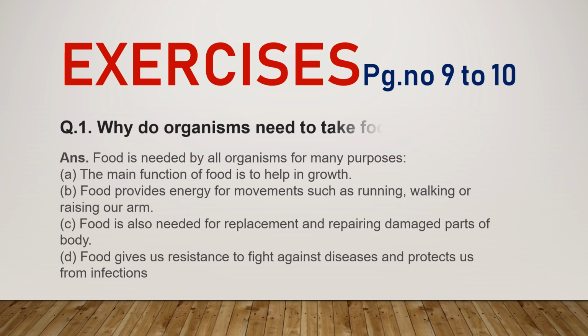Question number 1. Why do organisms need to take food? Answer. Food is needed by all organisms for many purposes. The main function of food is to help in growth. Food provides energy for movement such as running, walking, etc. Food is also needed for replacement and repairing of damaged parts of the body. Food gives us resistance to fight against diseases and protects us from infections.